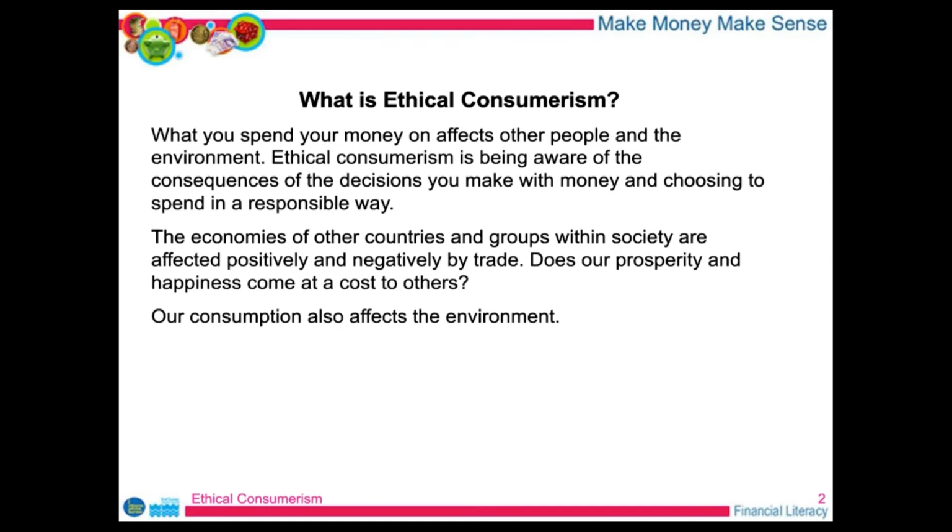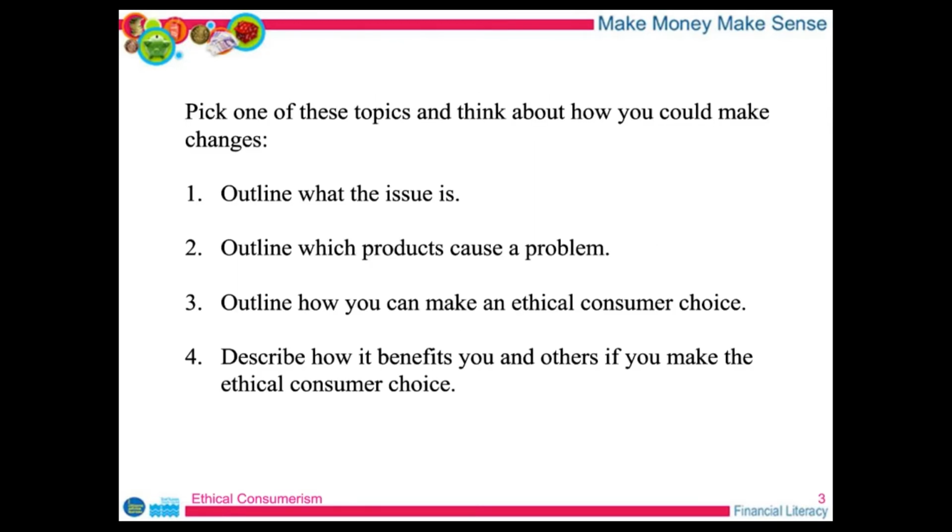And just because we want goods and we want items, does that mean that we should have them at a cost to other people? So our consumption also affects the environment as well as people. I'm going to give you a number of topics, and what I want you to do is to choose the one that is of interest to you.